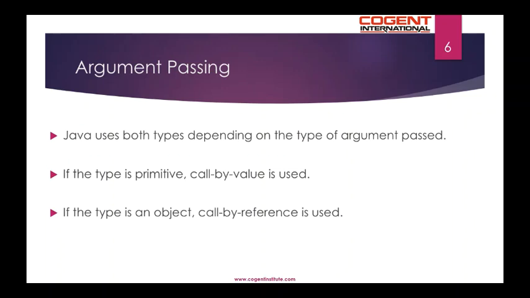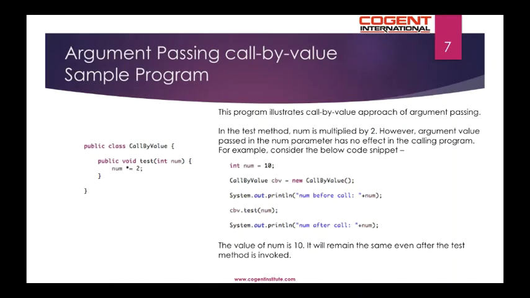Java uses both types depending on the type of argument passed. If the type is primitive, call by value is used. If the type is an object, call by reference is used. This program illustrates the call by value approach of argument passing. In the test method, num is multiplied by 2. However, the argument value passed in the num parameter has no effect in the calling program.